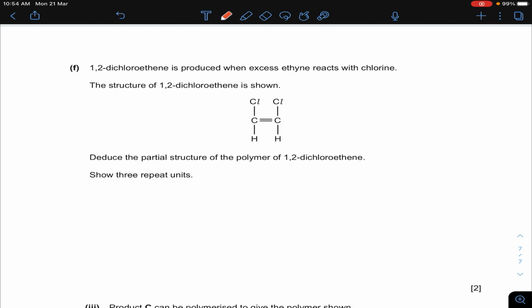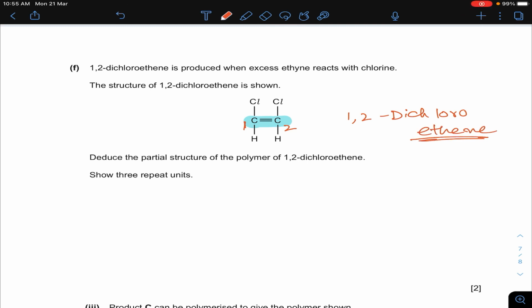1,2-dichloroethene. This is ethene because it has 2 carbon atoms and a double bond, and because one of the chlorines is on carbon number 1, the other one is on carbon number 2. Therefore, the name is 1,2-dichloro, which means we have one chlorine on carbon number 1, the other chlorine on carbon number 2, and ethene means it has a double bond.